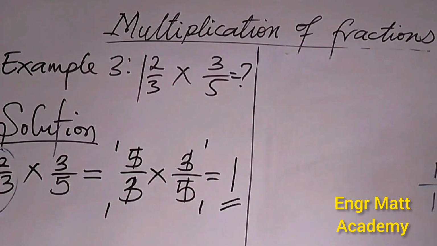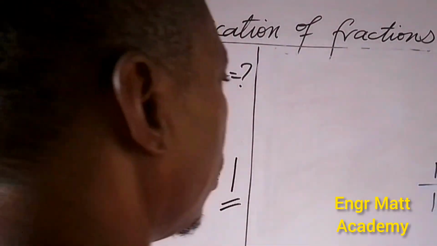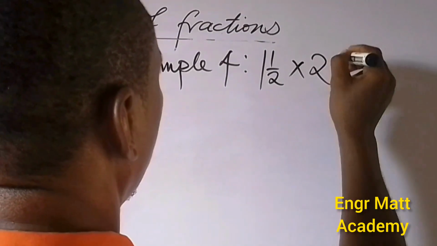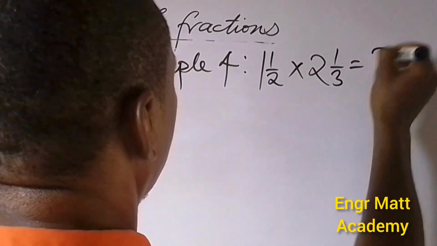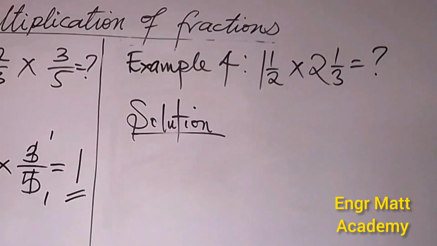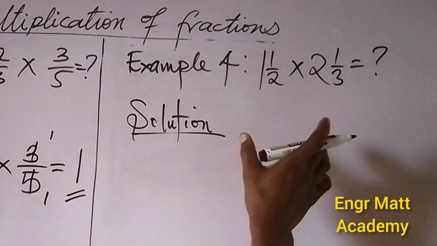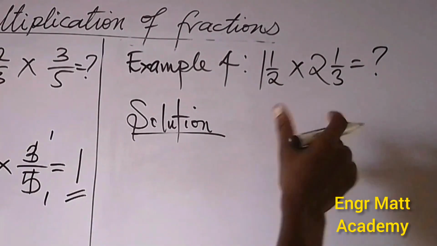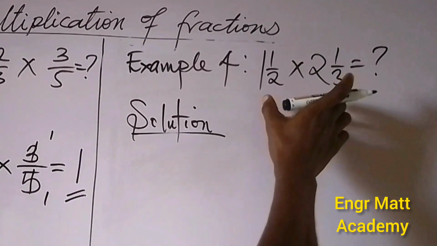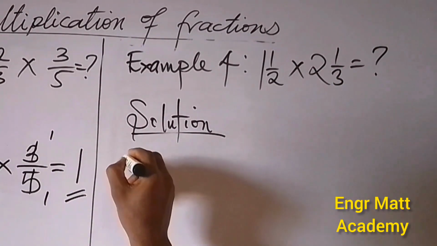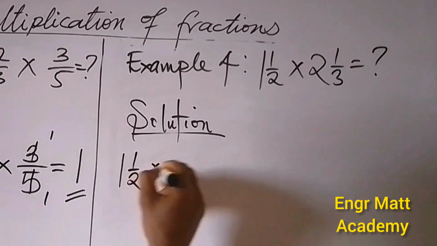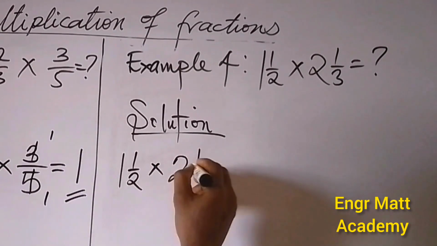Now let's take our last example. 1 over 2 multiplied by 2 1 over 3. Our solution. In this example, both fractions are mixed fractions, but I'm sure you already know how to handle mixed fractions. So let's go. 1 whole number 1 over 2 times 2 whole number 1 over 3.